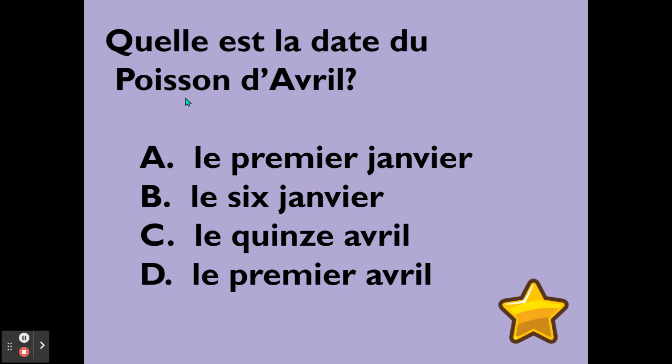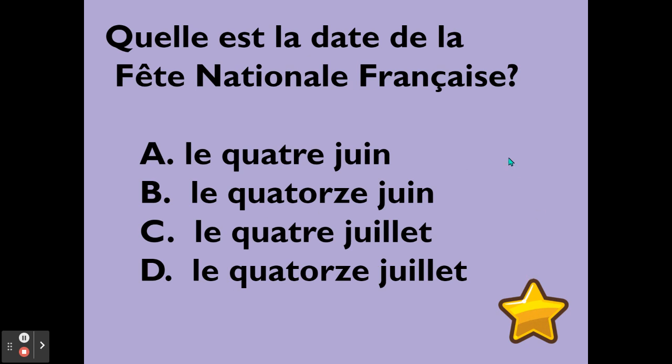Quelle est la date du Poisson d'avril? Le 1er janvier, le 6 janvier, le 15 avril, le 1er avril. Quelle est la date de la fête nationale française? Le 4 juin, le 14 juin, le 4 juillet, le 14 juillet.